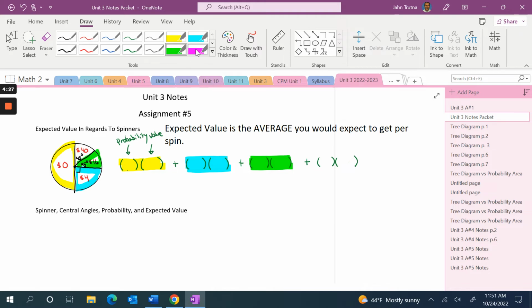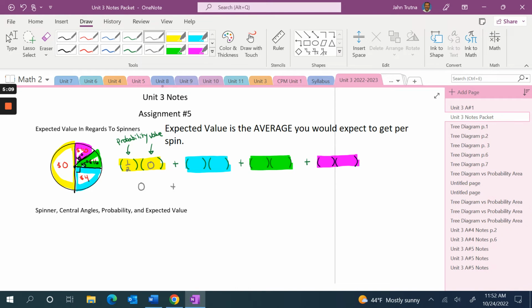Okay, so let's go through these, and as you can see, I am color coding each one of the sections: yellow, blue, green, and purple. For each one of the sections, I'm going to figure out the probability of the spinner landing in that section. In the yellow section, that is 1/2. And then I'm going to multiply that with the value of the section, which is 0. That yellow section is 1/2 of the spinner, which means it has a 1/2 probability. I'm going to multiply that with the value. 1/2 times 0 is 0. And then I'm going to repeat that process for each one of the sections.